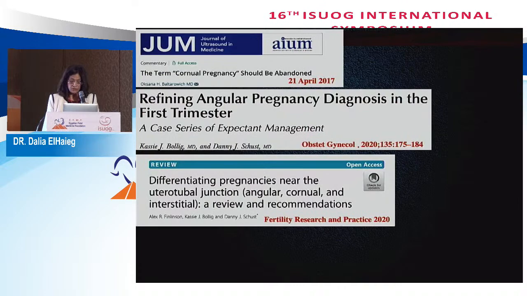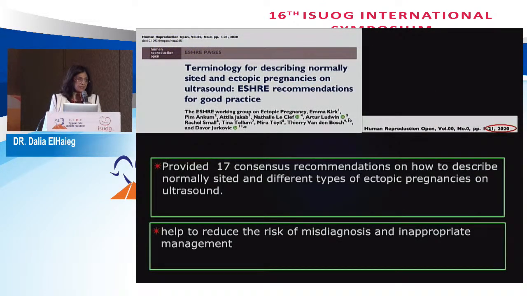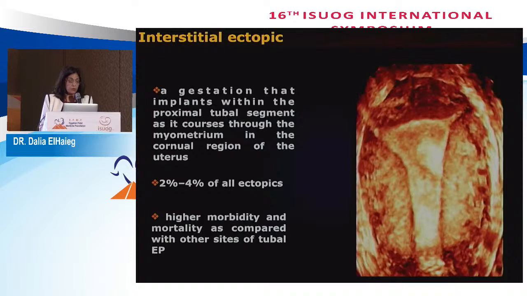Several papers have tackled this problem, and recently the ISSUE Working Group on Ectopic Pregnancy has provided, in an elegant publication, 7 consensus recommendations on how to describe normal pregnancy and different types of ectopic pregnancy in order to reduce the risk of misdiagnosis and inappropriate management. First of all, I will start with the interstitial ectopic pregnancy, which is a gestation that implants within the proximal part of the tube as it courses through the myometrium in the cornual region of the uterus.